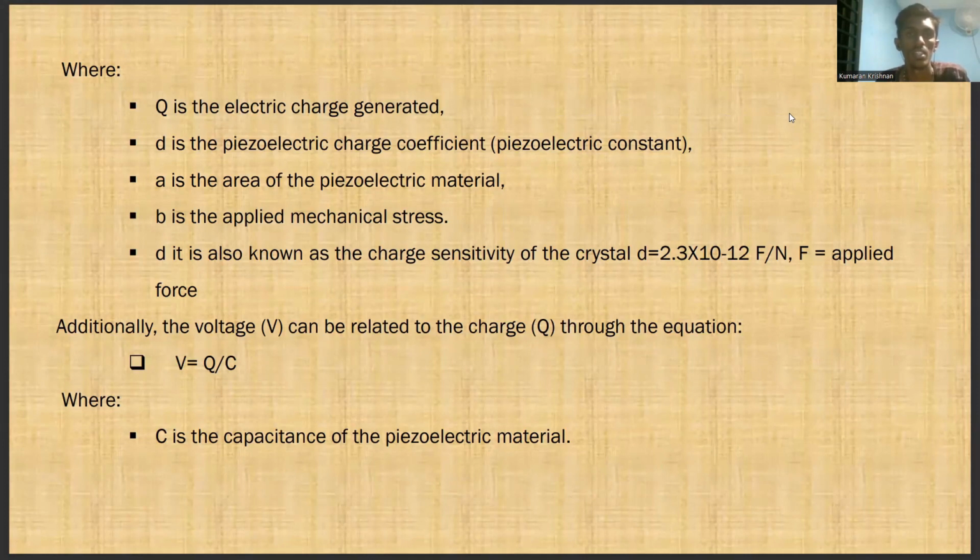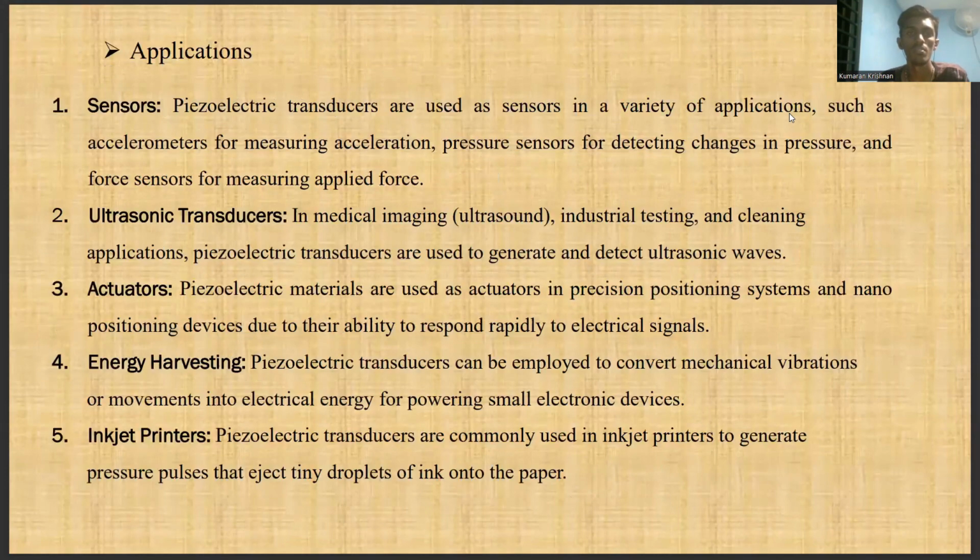A is the area of the piezoelectric material, B is the applied mechanical stress, and D is the charge sensitivity of the crystal, which is D equals 2.3 times 10 to the negative 12. And the voltage can be related to the charge Q through the equation V equals Q over C.